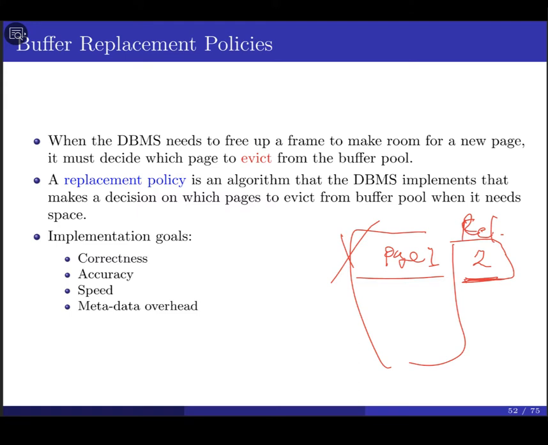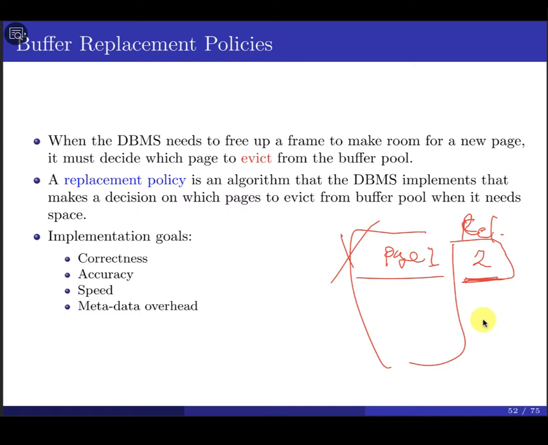You try to come up with a replacement policy that gets rid of the page that maybe you're not going to need in the near future. That's one thing. The other one is speed. Come up with an implementation or replacement policy that works faster. Assume that you come up with an implementation that spends maybe 1-2 hours just trying to figure out which page you need to delete. No, that means no way. We are not going to use this one.